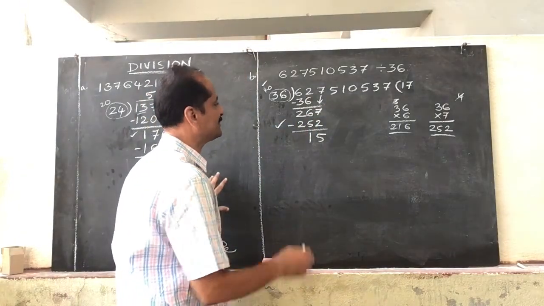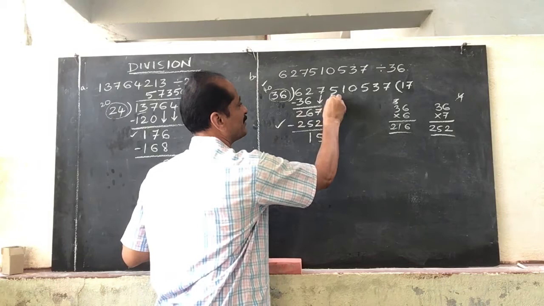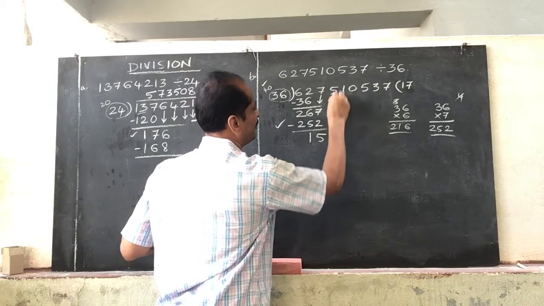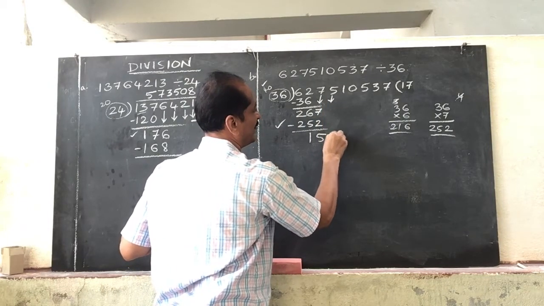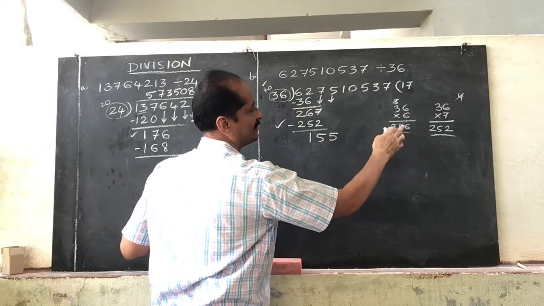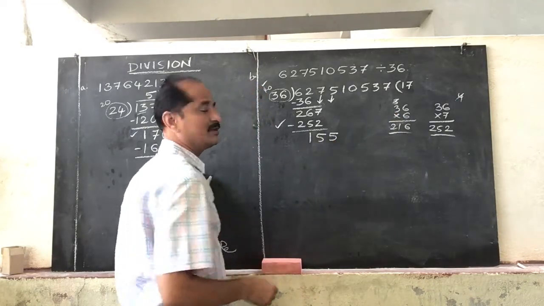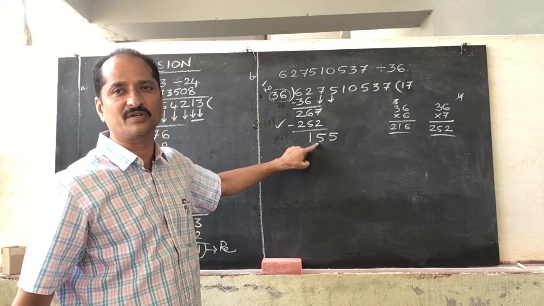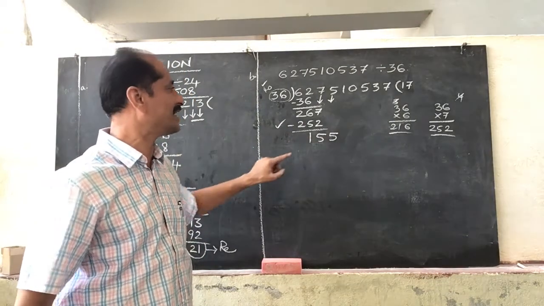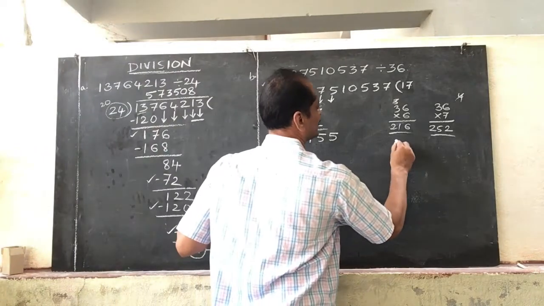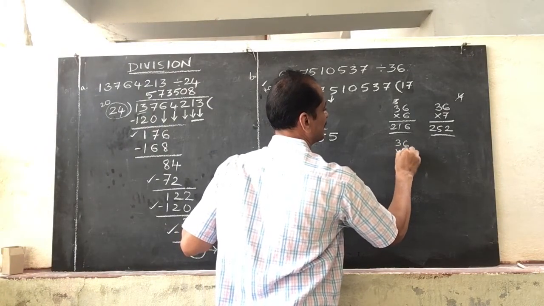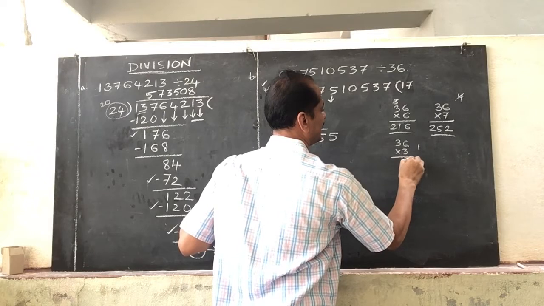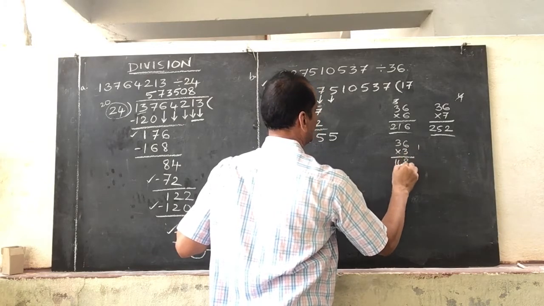Now bring down the next digit. 15 is less than 36, so bring down the next digit, that is 5. So 5 under 5 only, write down. 155. What do we take? Not 6 times. 5 times or 4 times. Now 4 in 15. 4 fours are 16, so it will not go. 4 threes are 12, so 3 times you can check. So 36 threes are 108. 3 sixes are 18. 3 threes are 9 plus 1, 10. 108.